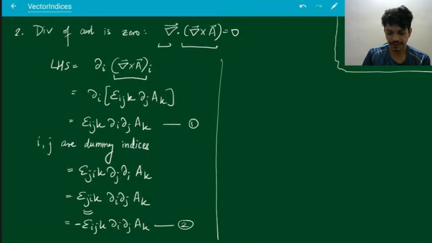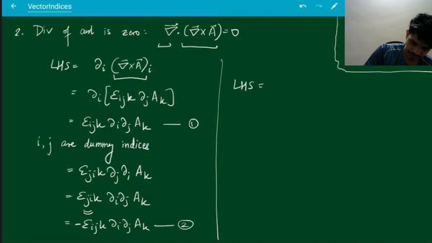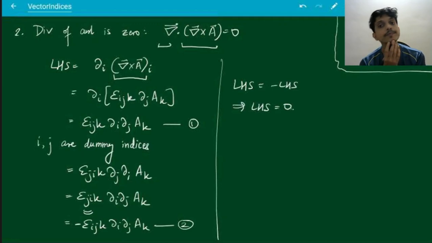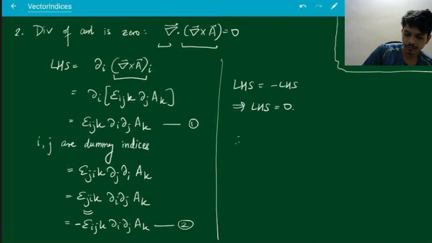Now look at equation 1 and equation 2. I have LHS is equal to epsilon ijk del i del j a k. But that same LHS is minus epsilon ijk del i del j a k. So this LHS is equal to minus LHS, meaning LHS has to be 0. Therefore, divergence of curl is 0.